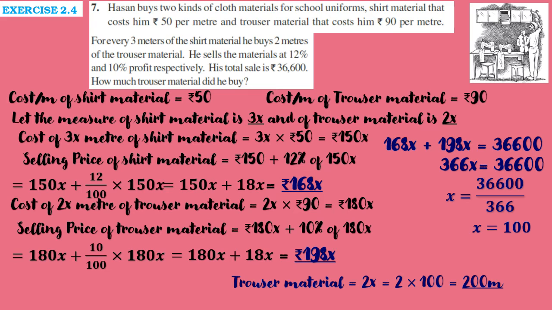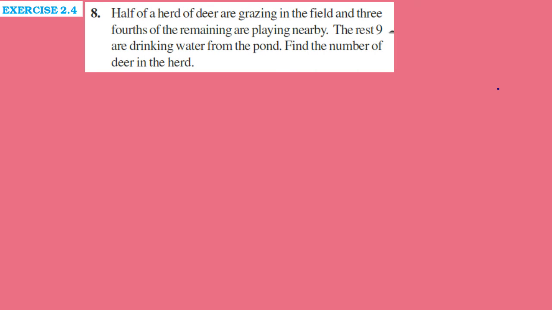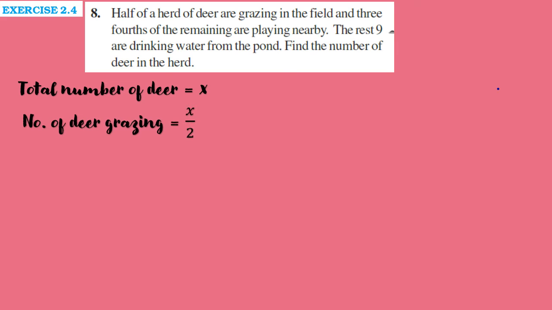Now question number 8. Half of a herd of deer are grazing in the field and 3/4 of the remaining are playing nearby. The rest 9 are drinking water from the pond. Find the number of deer in the herd. So first let us assume that the total number of deer is x. Half of them are grazing. So half of them means what? x by 2. So x by 2 are grazing.